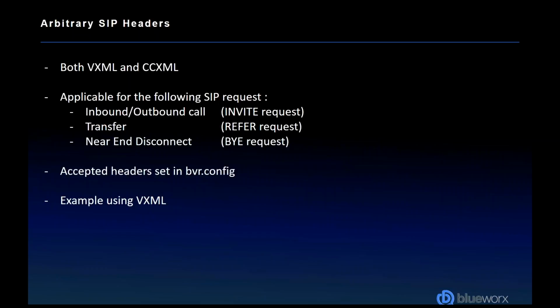So for these to actually be accepted and passed into our BVR application layer, you would need to set these headers in the BVR config file, the one that Rich mentioned. I'll also go over how we do this in our example. So to use arbitrary SIP headers, there's basically two mechanisms, as they're both applicable in VXML and CCXML, depending on whether you use CCXML and VXML together or VXML on its own. The following example, just for simplicity's sake, is with the latter, VXML.